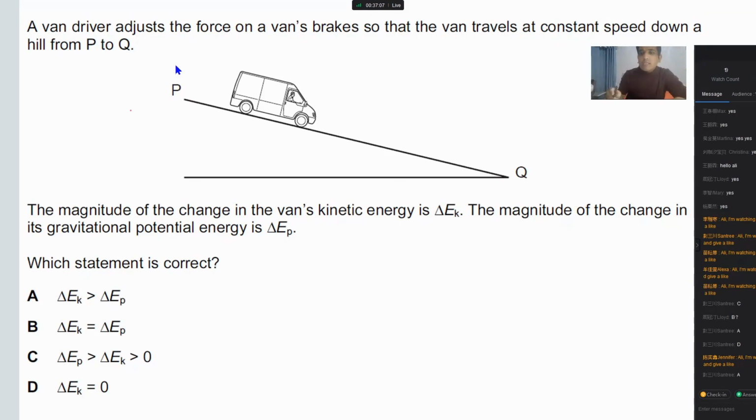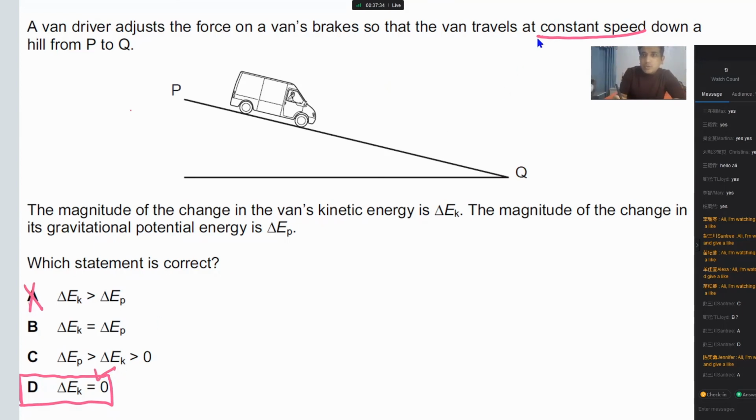Okay, so let me explain to you, please. The answer for this one has to be this one. A is not the answer. Why is the answer this one? Because it is given to you that it is moving at a constant speed. So if the speed does not change, what about the change in kinetic energy? It means kinetic energy also will not change.